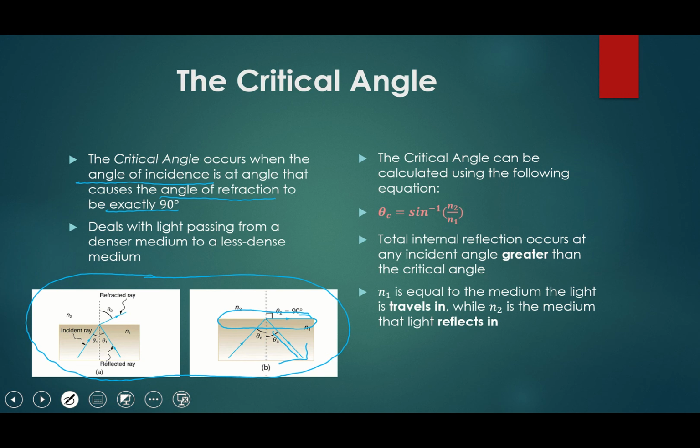In every example where you'll use the critical angle, this deals with light passing from a denser medium to a less dense medium. Remember that. It's going from something more dense to something less dense.